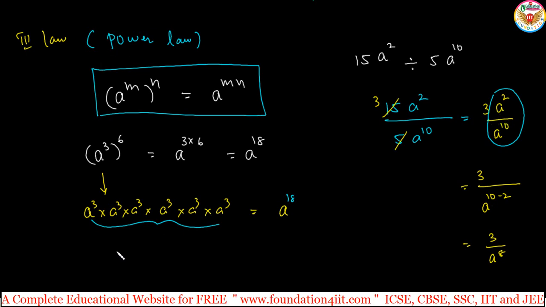Similarly, power law, one more example. x to the power 6 whole to the power 3 by 2. Okay, here is a fraction now. But rule is x to the power 6 into 3 by 2. We can cancel 2 ones are 2, 3 into 3, so 9. x power 6 whole power 3 by 2 is x to the power 9. Okay, so these are the basic rules. Let us see some more properties now.